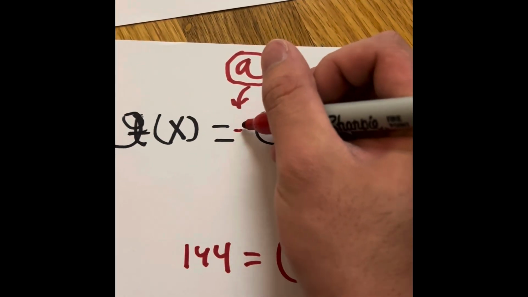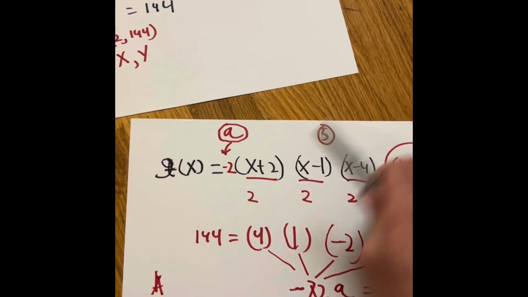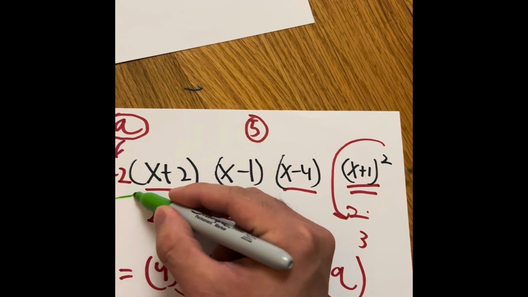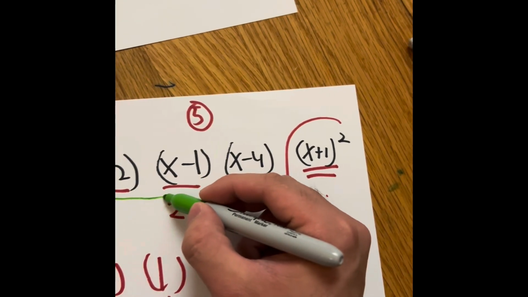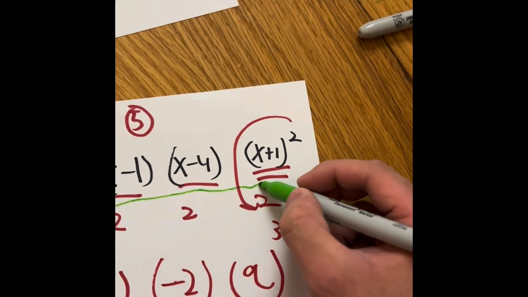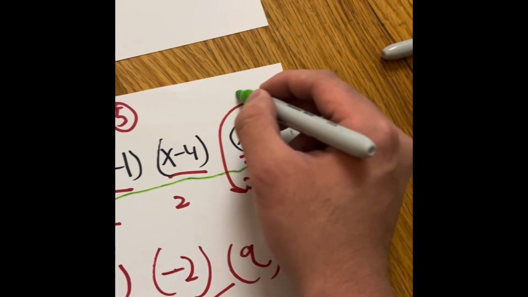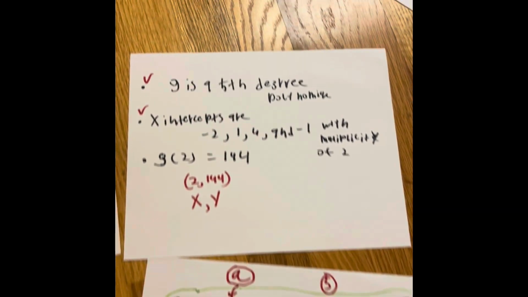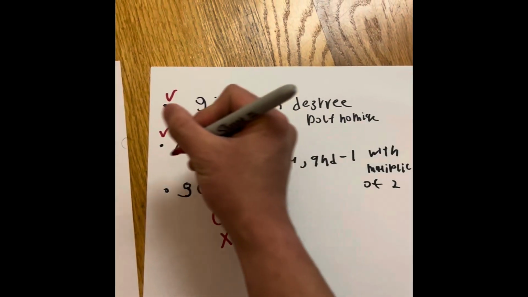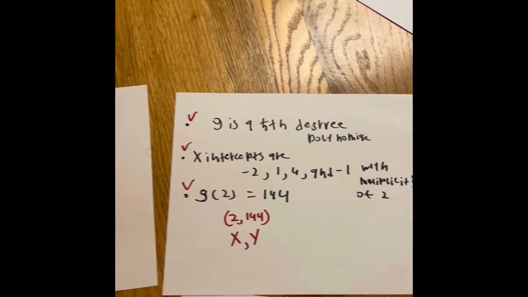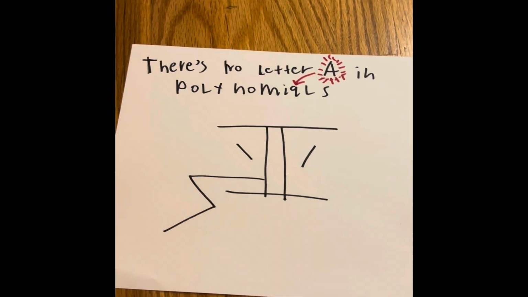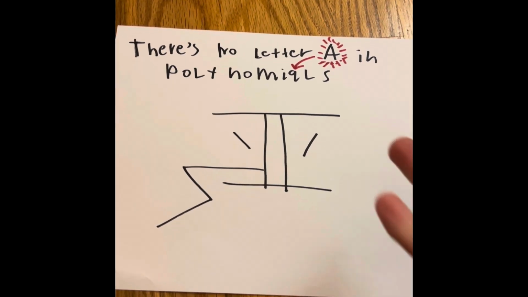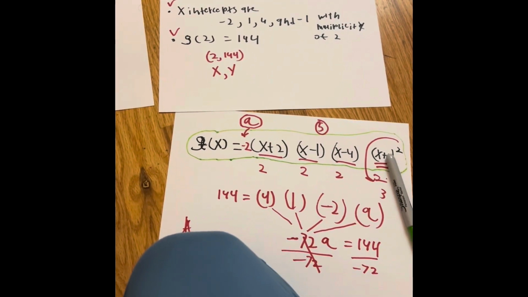So here is going to be our final equation. g of x is going to equal negative 2, parentheses x plus 2, parentheses x minus 1, parentheses x minus 4, parentheses x plus 1 squared. That is going to be our built equation when we figure out the specifications way up here. I hope this video has helped you understand that there is no letter A in polynomials. But yeah, there is one in the word, and yeah, there is one in the actual equation.